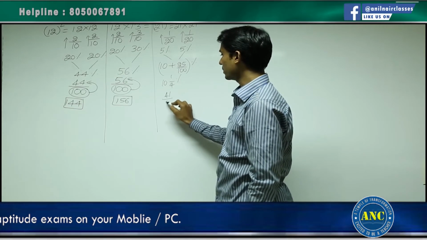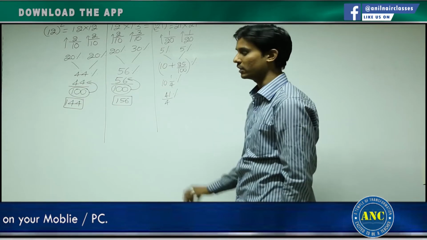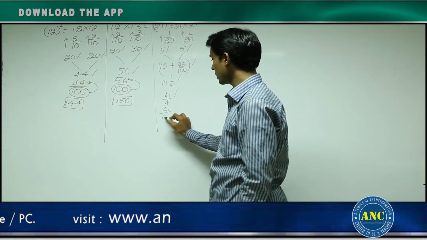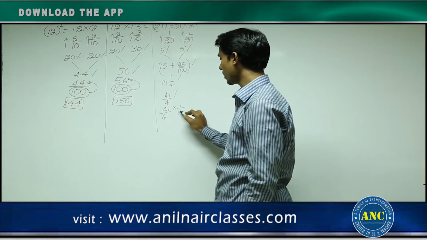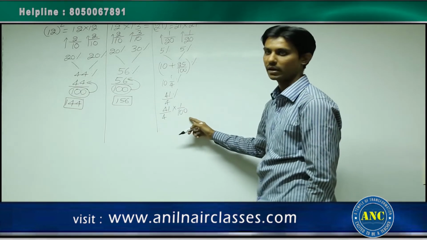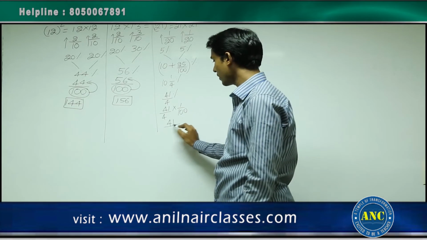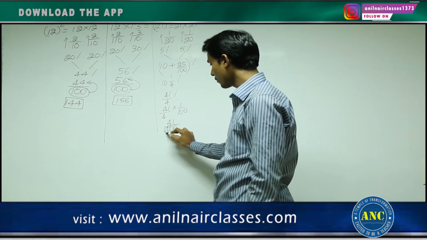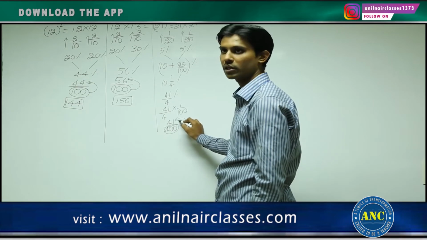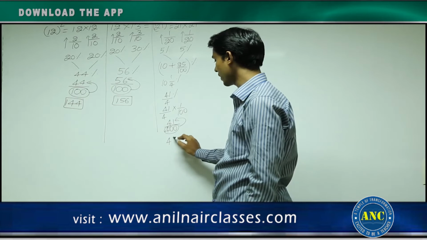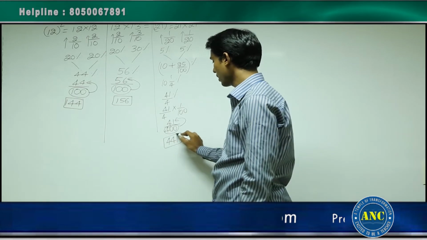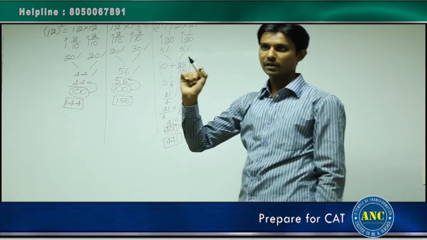10 1 by 4% is 41 by 4%. 41 by 4% is 41 by 4 into 1 by 100. Percentage is nothing but 1 by 100. This becomes 41 divided by 400. Upon 400 there is an increase of 41. Upon 400 if I increase by 41, it is 441. 21 square is 441. Clear, right?